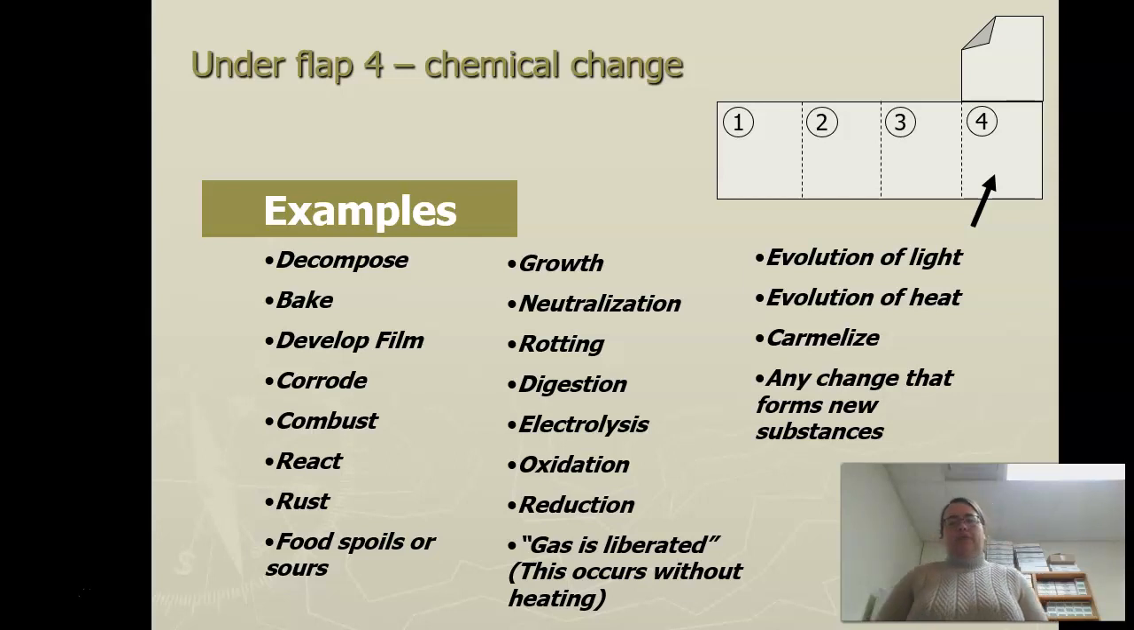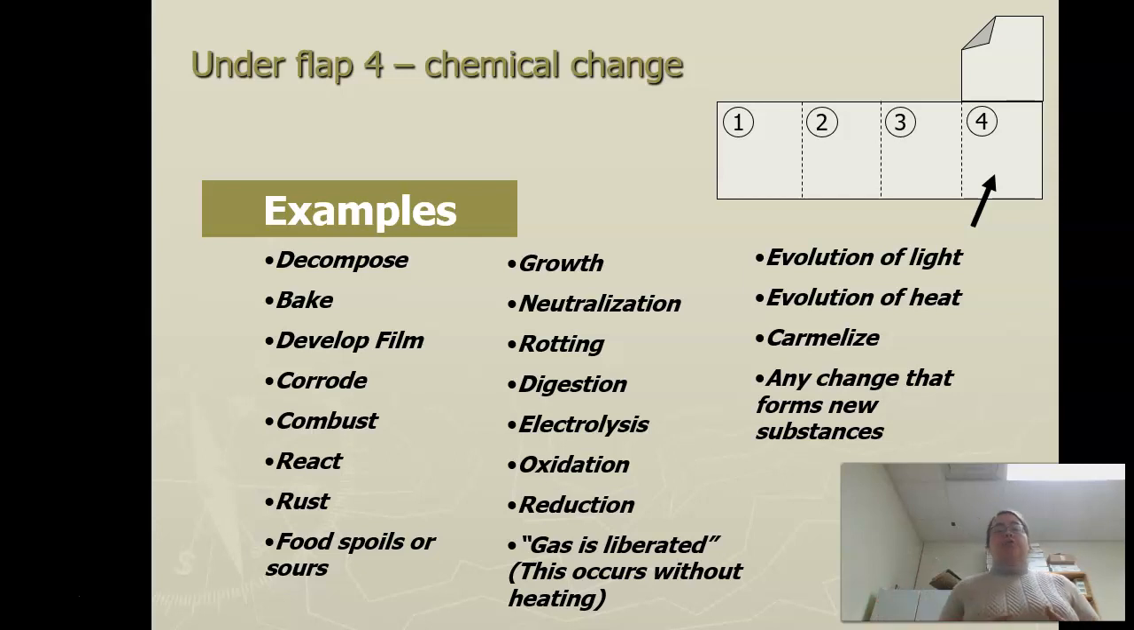And then finally, a chemical change. So some examples of this include decomposition, baking, because you're making something new. If I put eggs, flour, sugar together, I can make a cake. That's a different thing. Developing film, corroding, combusting, reacting, rust. Okay, if you rust something, it makes something new. Food spoiling or sour because the chemical composition has changed.